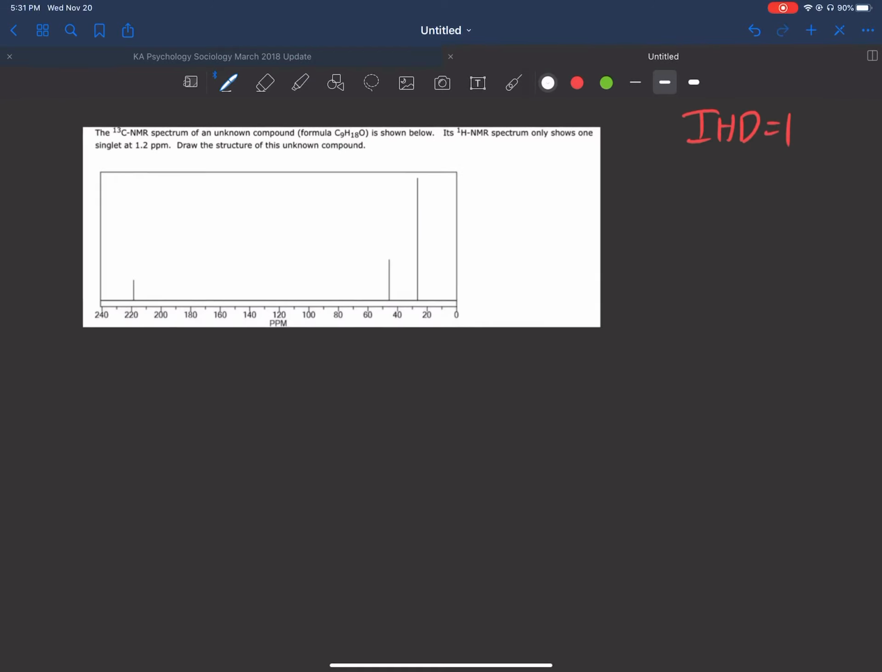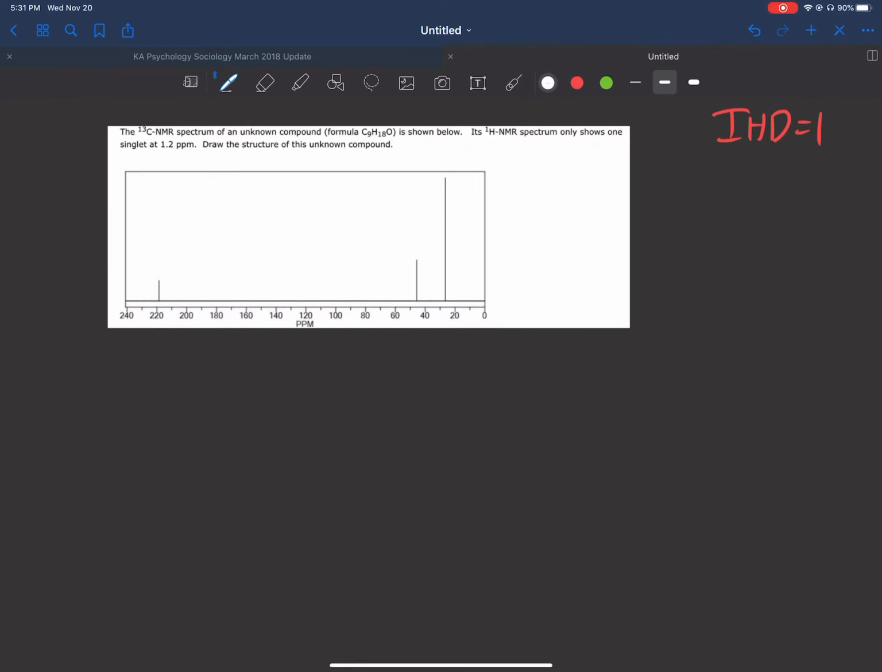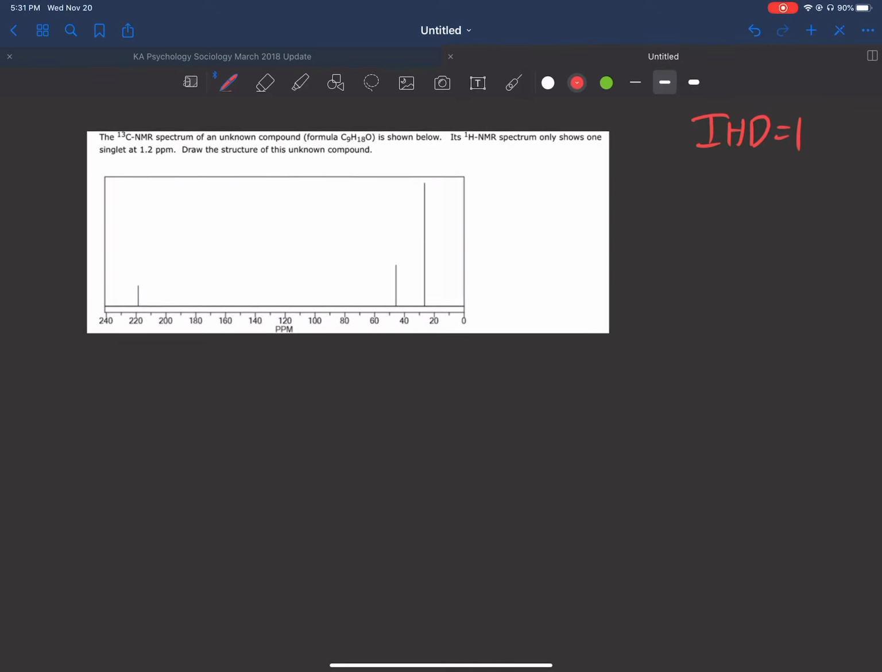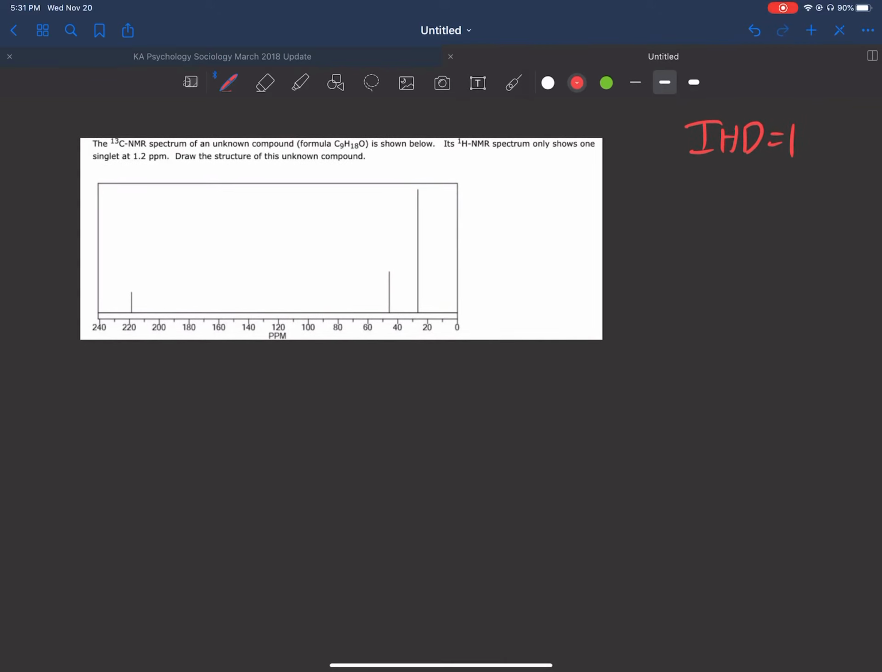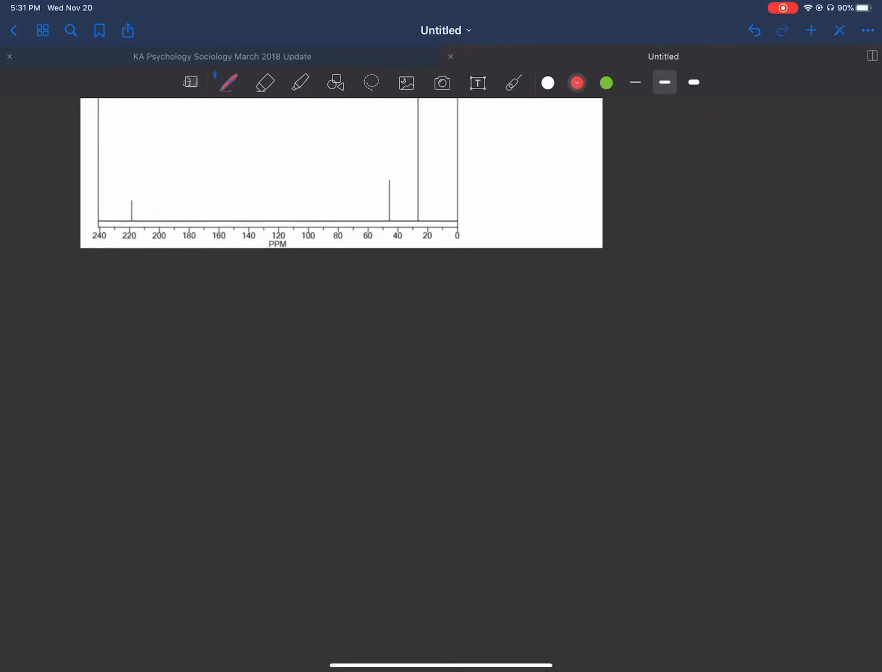All right? And so they gave us H-NMR data, but because this is a C-NMR video, we're not going to focus on that, and you don't even need it to solve this question. So we're just going to use the C-NMR. So we have 9 carbons, 18 hydrogens, and an oxygen.